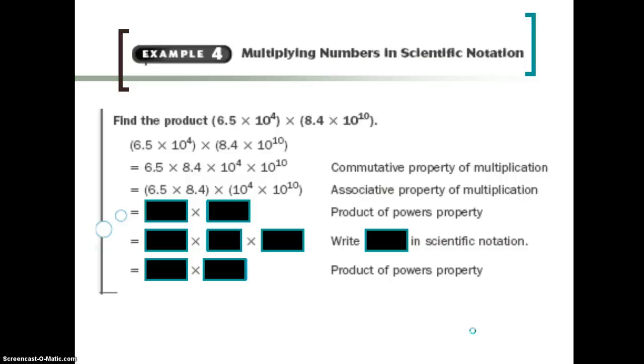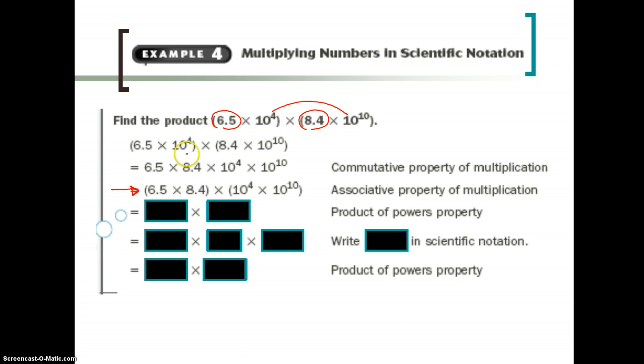Multiplying numbers in scientific notation. Basically what you need to do is put the decimal points together, and then put the powers of 10 together. So all of this is just saying to do that, which they did right here in this problem. The commutative and associative property tell us we can switch them around because this is all multiplication. You can see by the x's.